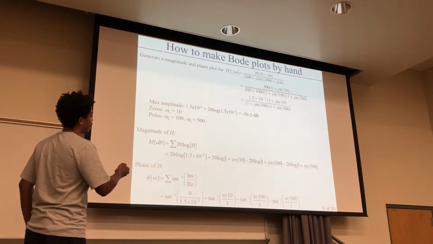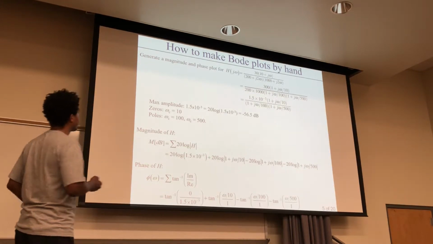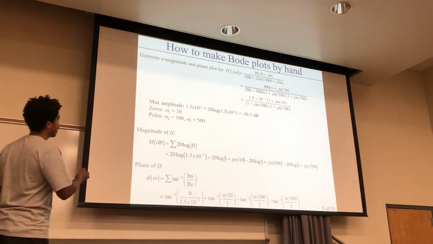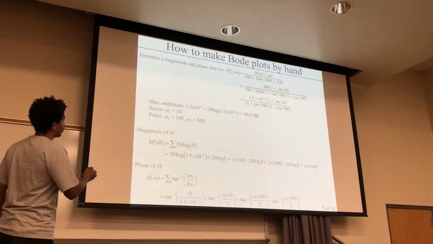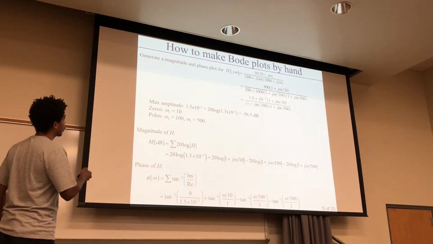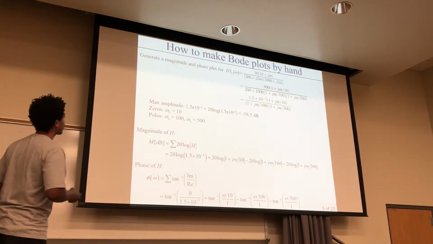And then you have these factors on the numerator and denominator. So your max amplitude, just by looking at that, is this value. Converting it to log, to decibels, is negative 56.5 decibels. You see that you have a zero on the numerator, and then you have these poles on the denominator.